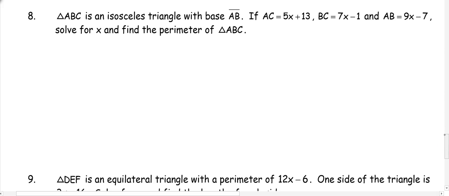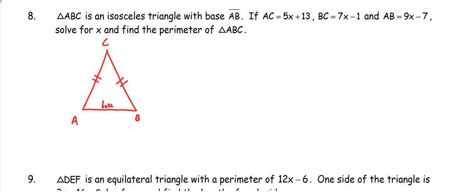Number 8, ABC is an isosceles triangle with base AB. So I'm going to draw my triangle, and I know that AB is the base. So I'm going to put AB on the bottom. Your base doesn't have to be on the bottom, but I'm going to put it there in this case, which means that the other two sides are congruent because this is my base. Because in an isosceles triangle, we have two congruent legs, which are not the base.